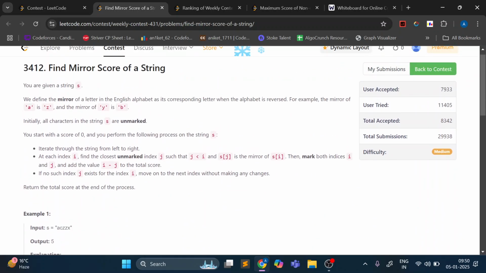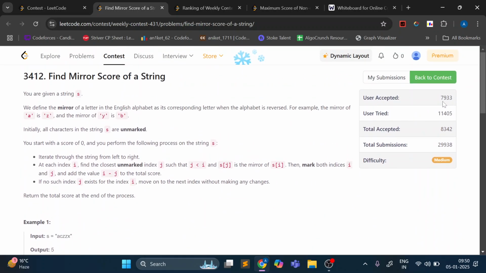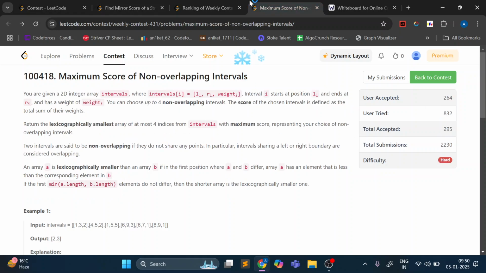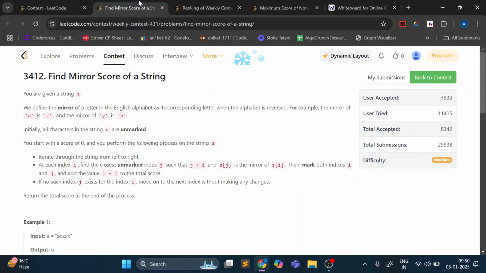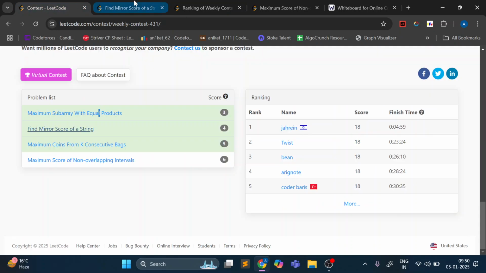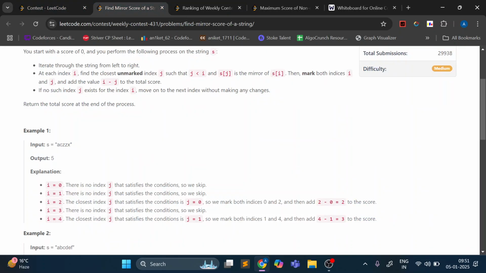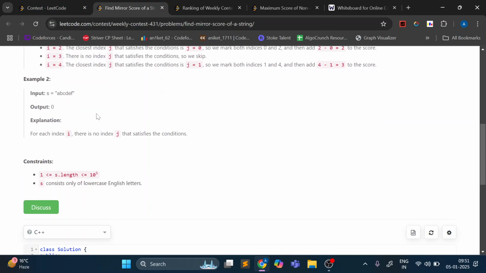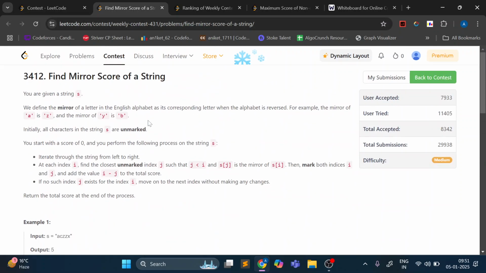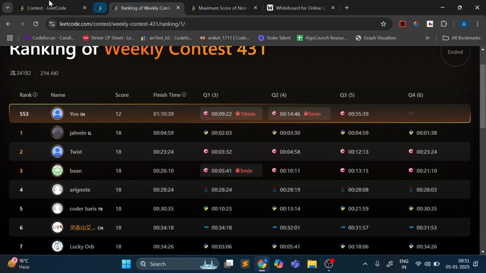So this was the second question. To be honest, this is easier than the first. I struggled in the first, but this clicked very fast, I would say. First one has some difficult implementation. This was very easy. Yeah, let's move to the third question.